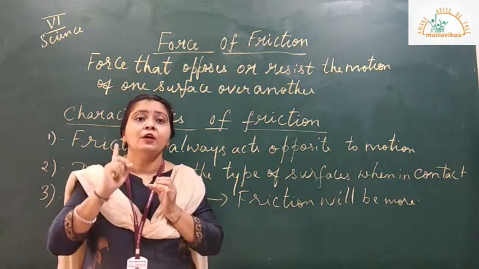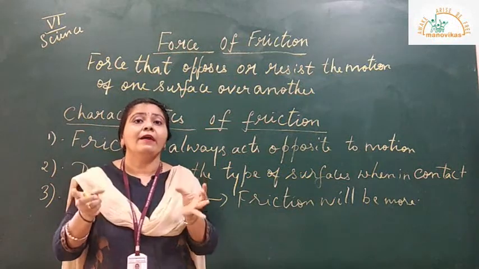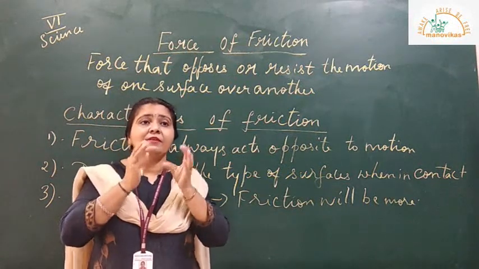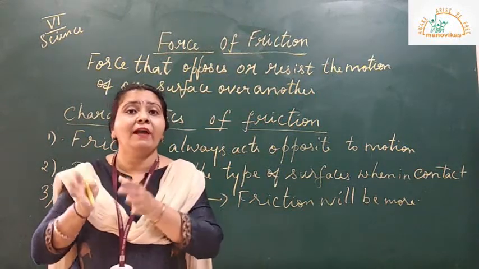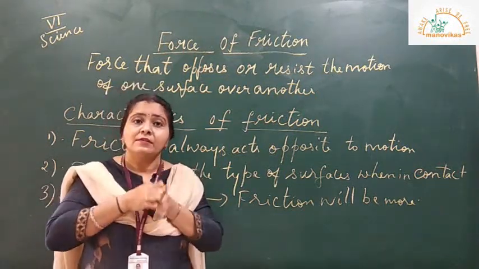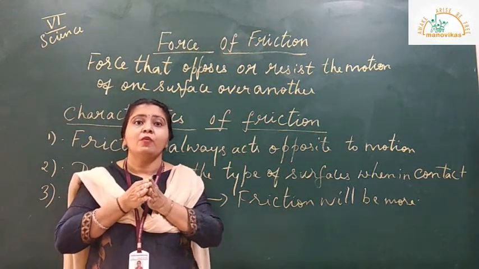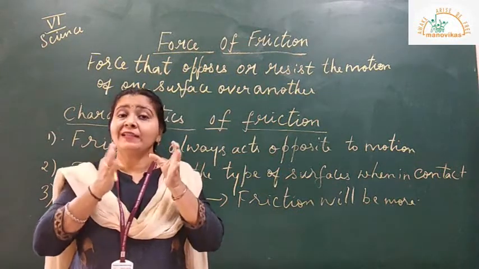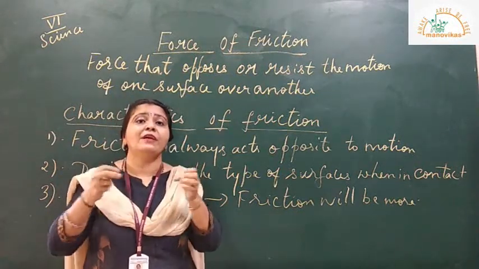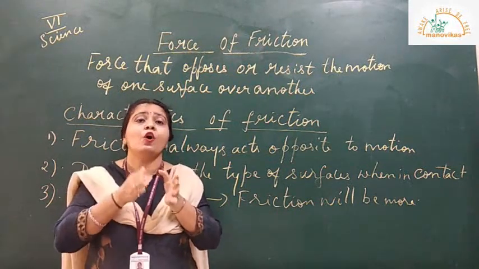So I have explained the first theory. If the surface is smooth, it has certain rough parts containing elevations and depressions. And the second theory is that when two surfaces come in contact, the atoms and molecules pull each other due to electrostatic force.